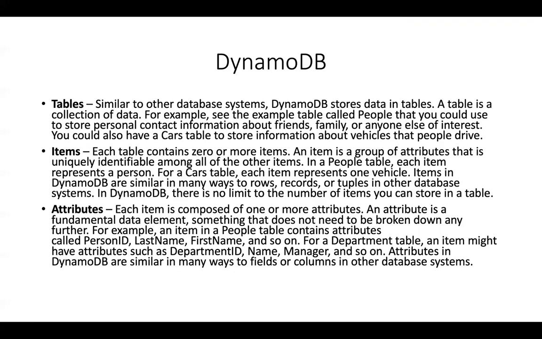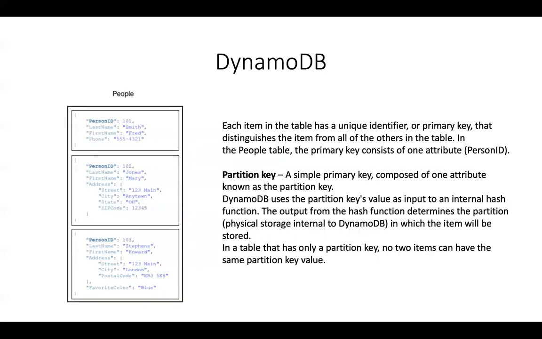Okay. And finally, you have attributes. Each and every item itself is composed of one or more attributes. So an attribute is like a fundamental data element, right? So for example, an item in a people table can contain attributes called person ID, last name, first name, and so on. And for a department table, an item might have attributes such as department ID, name, manager, and so on. So you could think of all the different attributes that a particular item can have within a database. So let's look at some diagrams so that you get more clarity.